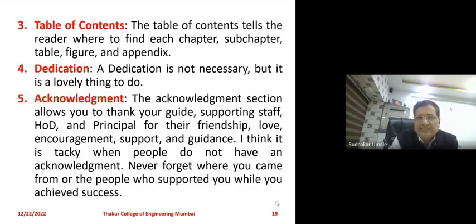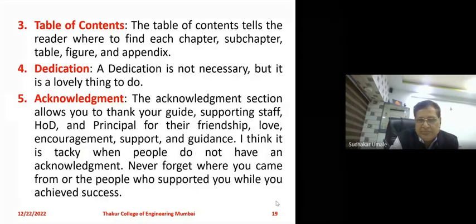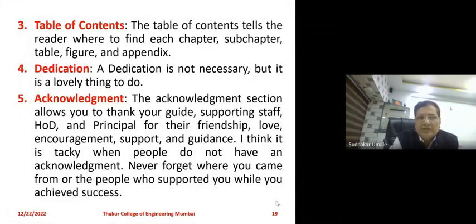Table of contents tells the reader where to find each chapter, subchapter, table, figures and appendix. A dedication is not necessary, but it is a lovely thing to do. If you are giving a dedication, it is good. Otherwise, it is not compulsory.